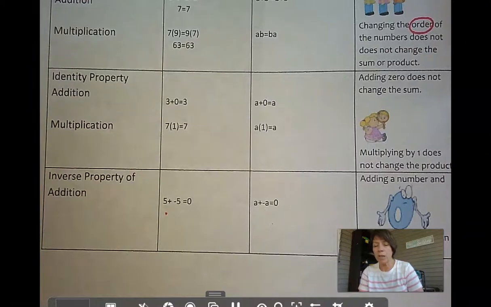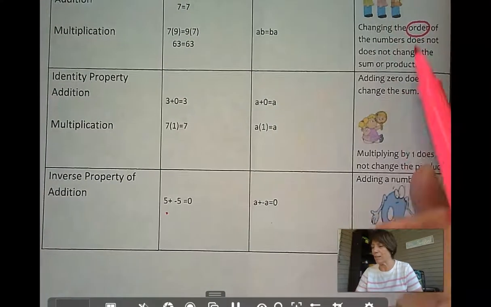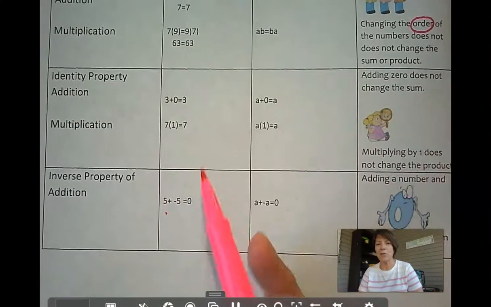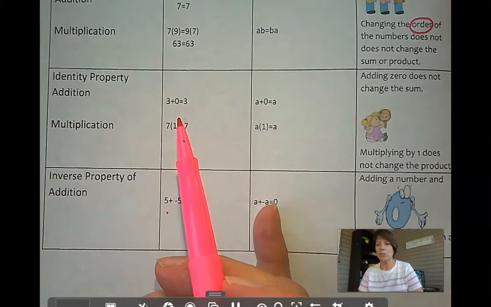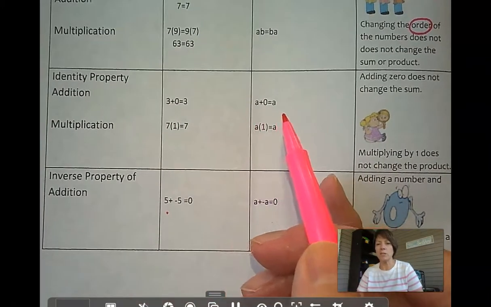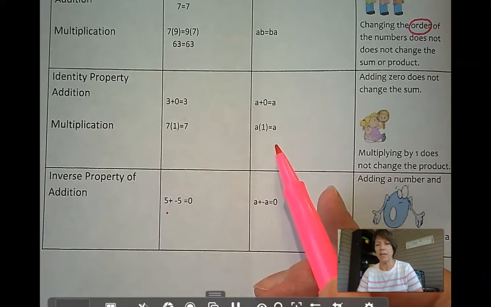Or if I multiply 1 by a number, I get the identical number. In other words, the number I start with and the number I end with are identical. So I kind of like this little girl with her face in the mirror there. They're identical. If we're adding 0, we don't change the answer. If we're multiplying by 1, we don't change. So A plus 0 equals A, and A times 1 equals A.